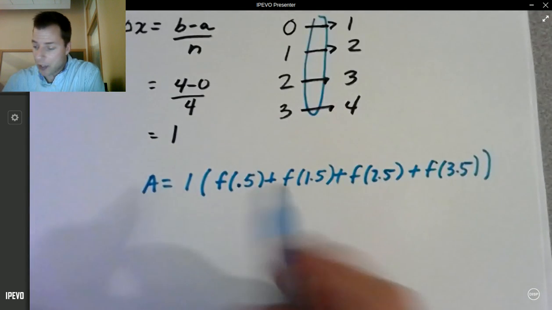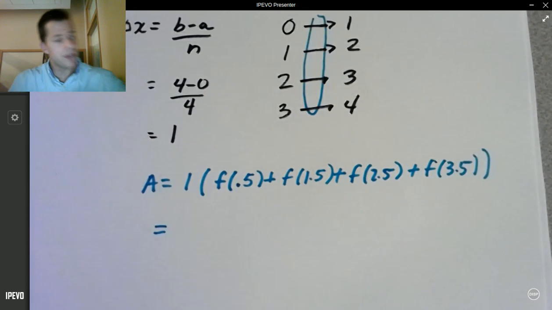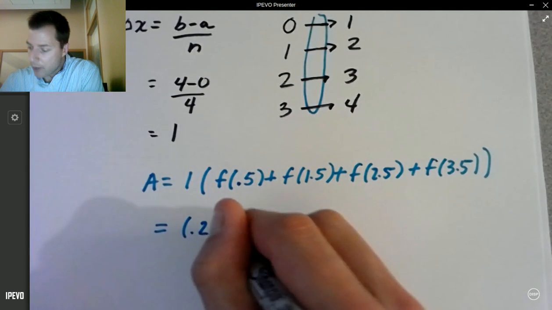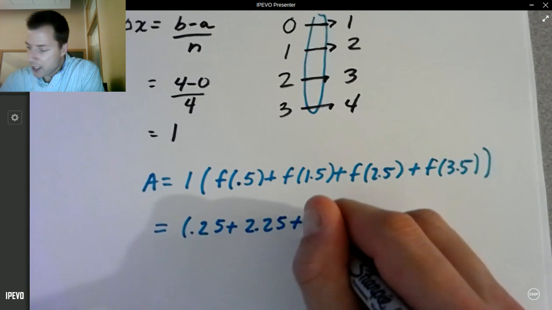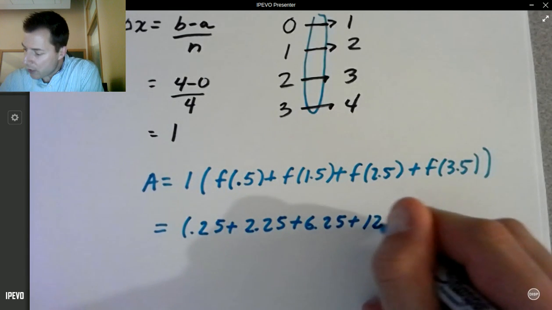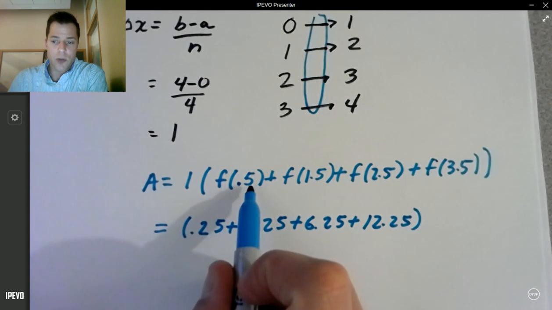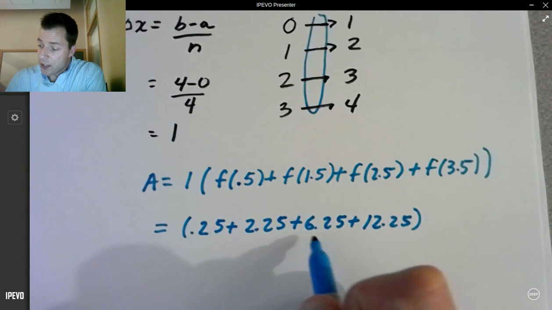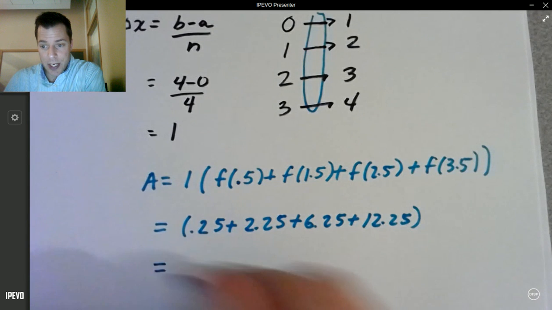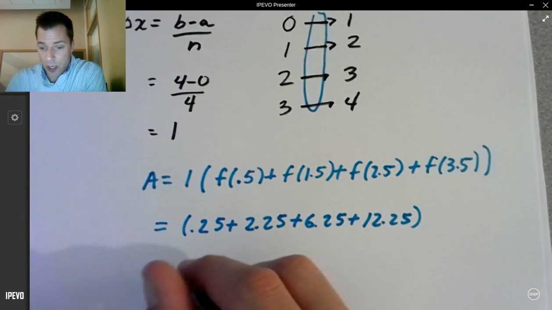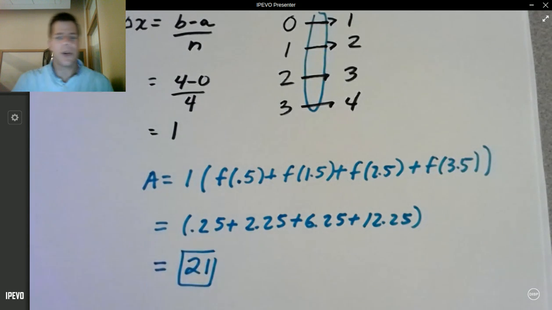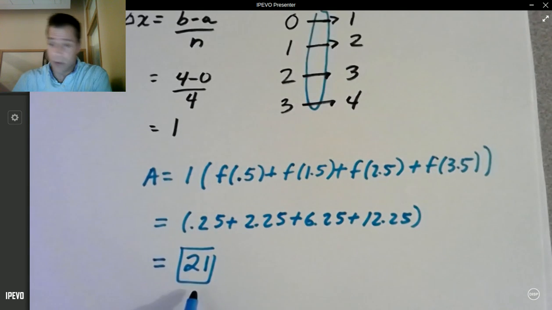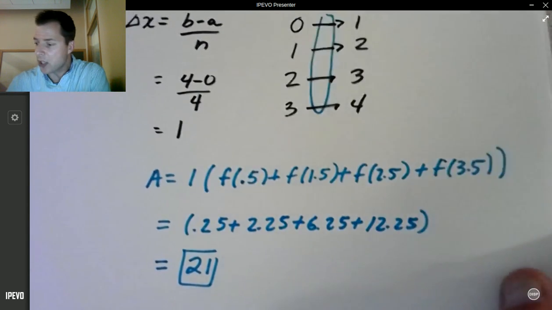Now I've got to plug those in. I get 0.25 plus 2.25 plus 6.25 plus 12.25, and that's when I square each of those. 1/2 squared is a quarter, 1.5 squared is 2 1/4, 2.5 squared is 6 1/4. So that becomes 21 if you add all those numbers up. With right Riemann sums, with 4 it was 30, and with 8 it was 25, and now with 4 midpoint rectangles it's 21, so it keeps getting lower.